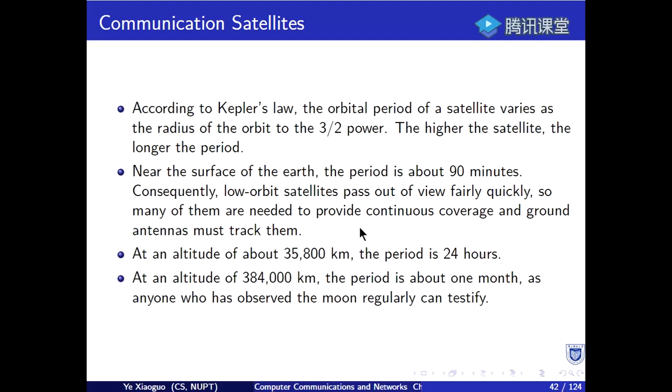At an altitude of about 35,800 kilometers, the period is exactly 24 hours. And at an altitude of 384,000 kilometers, the period is about 1 month, as anyone who has observed the moon regularly can testify. So the moon is the satellite of the Earth, orbiting around the Earth.